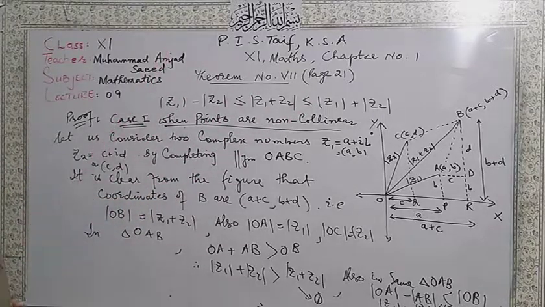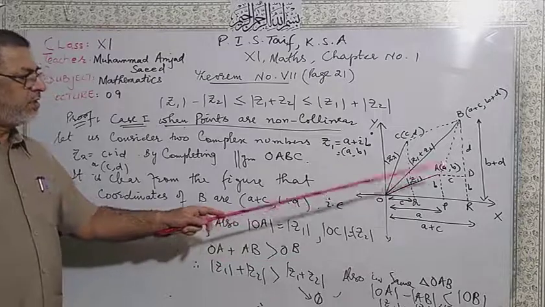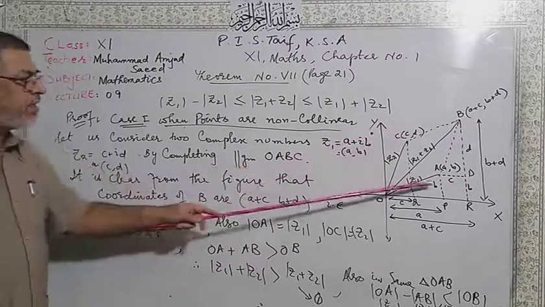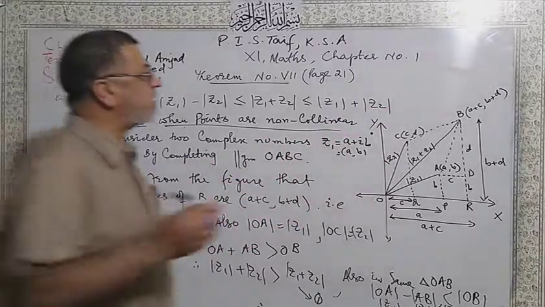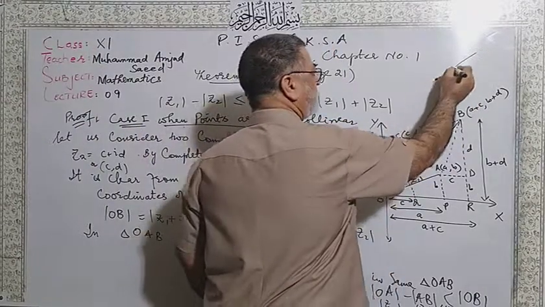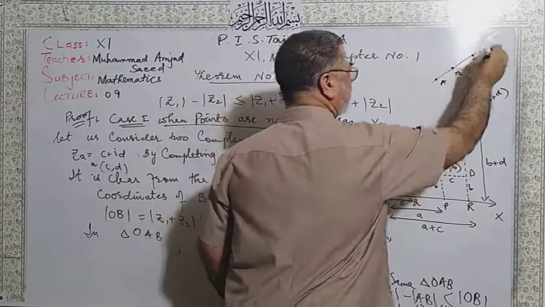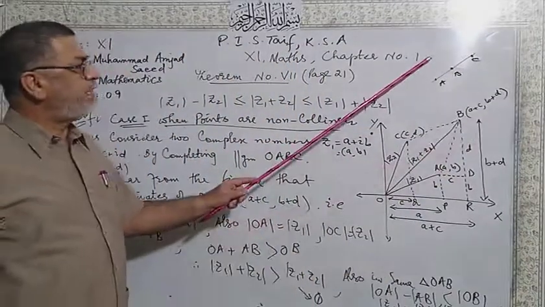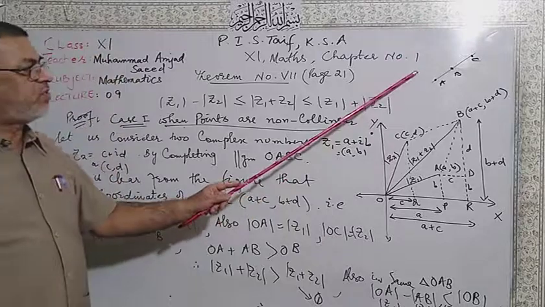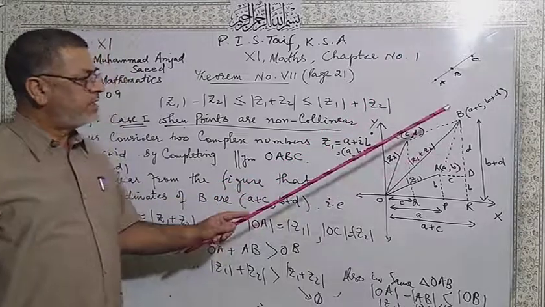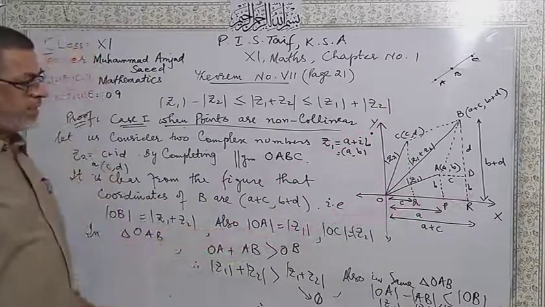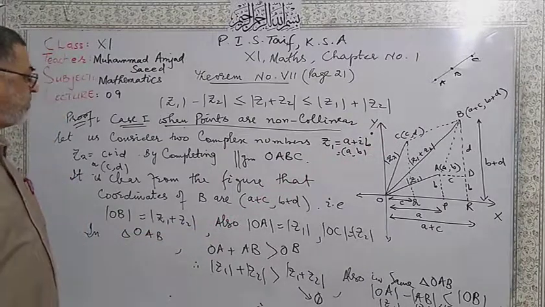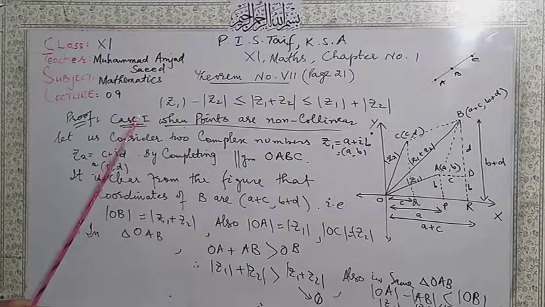Here there are two cases. If points A, C and B are non-collinear, it means that they are not along the same straight line. Collinear points are like this: A, B, C. So these are collinear points, the points lying on the same line. Whereas A, B and C here are non-collinear points. They do not lie on the same line. So first of all, we will consider case number 1 when points are non-collinear.